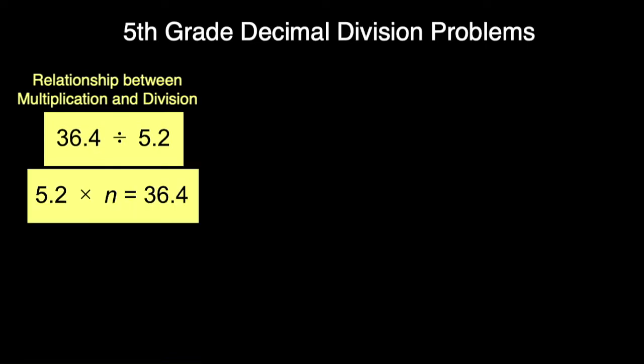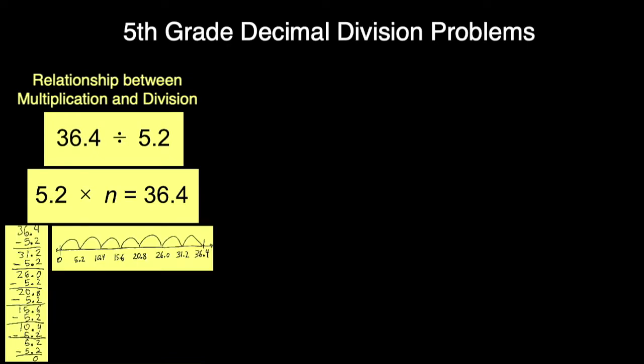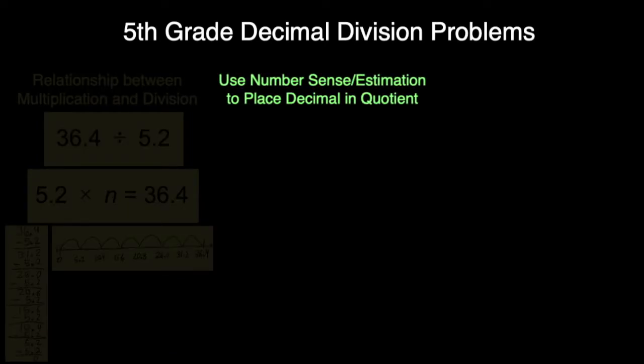For example, 36 and 4/10 divided by 5 and 2/10 is the same as 5 and 2/10 times a number equals 36 and 4/10. Repeated subtraction and number lines also fall under this category. 2. Ignoring decimals and using number sense and estimation to place the decimal point in the quotient.